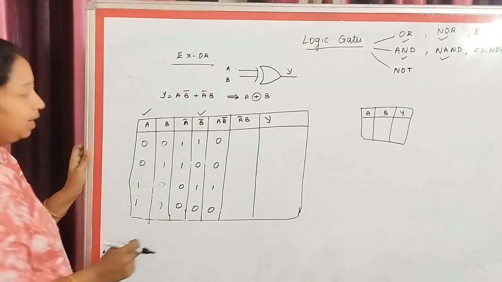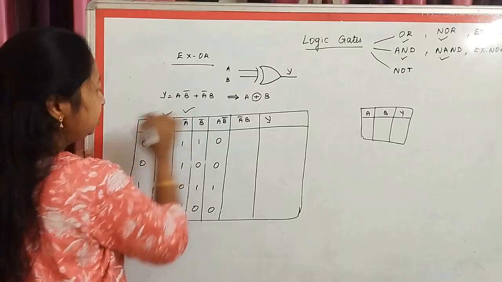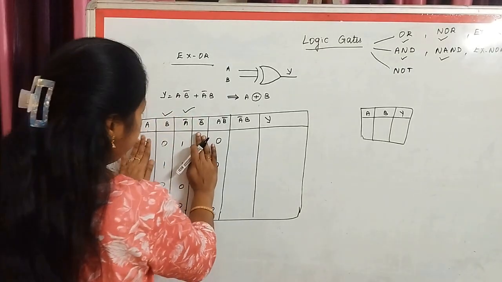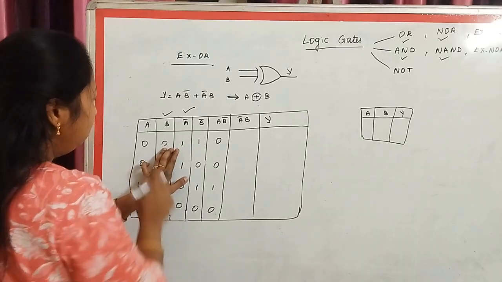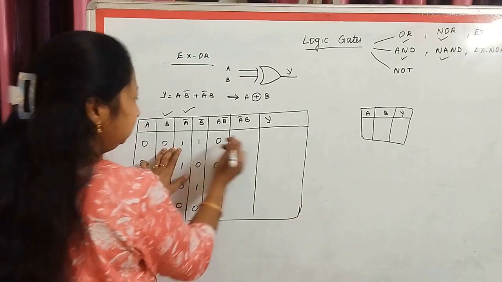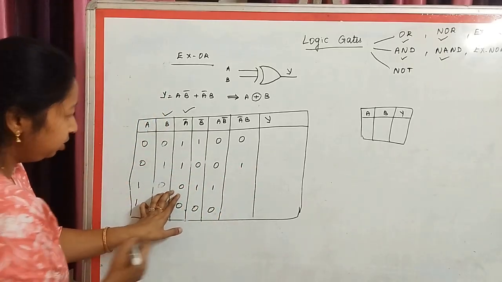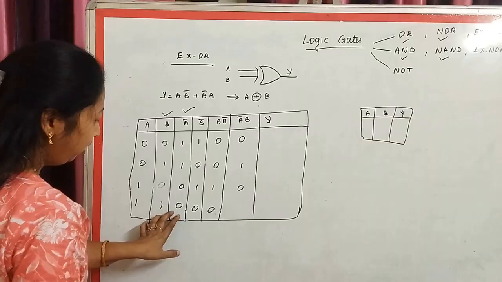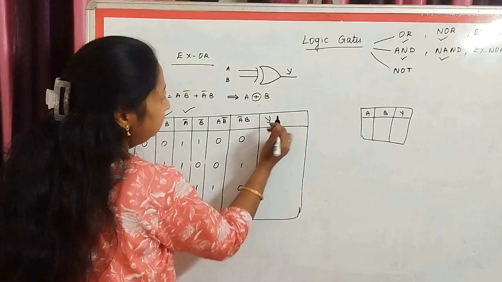Now come to A bar B. A bar B is, A bar is here, B is here. So forget about these two and then consider only these two boxes. Here, 0 into 1 is 0. 1 into 1 is 1. 0 into 0 is 0. 1 into 0 is 0. Clear? Now, what is Y?